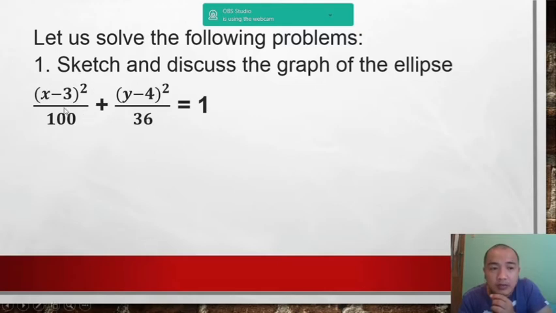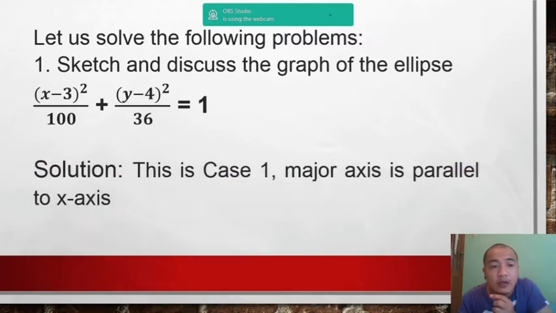So this is case 1 because the denominator of the x variable is greater than the denominator of the y, which is 36 only, 100 here. First step, we must identify h, k, then a, b, and c so that we will have a smooth solving for the different parts: the center, major axis, vertices, minor axis, foci, etc. So this is case 1, major axis parallel to the x-axis.